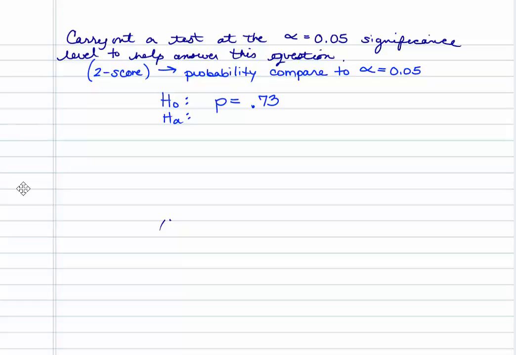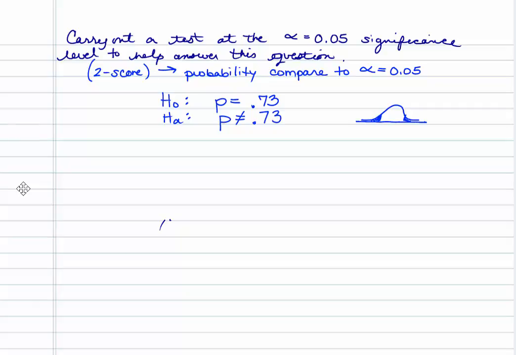Now the question is saying, does it differ from the national value? So for this one, we're saying, is it not equal to 0.73? It doesn't say less than, it doesn't say greater than. It says, does it differ from this? So we have to keep in mind at the very end, we're going to have two tails to compare this to. We've got to use both tails combined in the end.